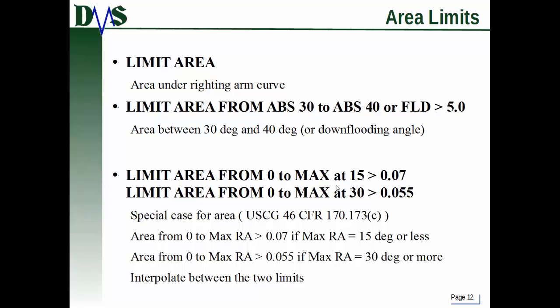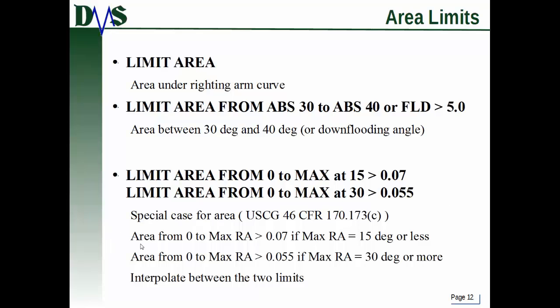basically if your maximum righting arm happens to fall somewhere between 15 and 30 degrees, you have to actually interpolate between these two limits to find out what your actual limit is going to be. Now that's a pain in the butt to code into GHS, which is why the people at Creative Systems have set it up that if you put these two limits in this exact formatting, GHS will do it for you. And it's a very special case.